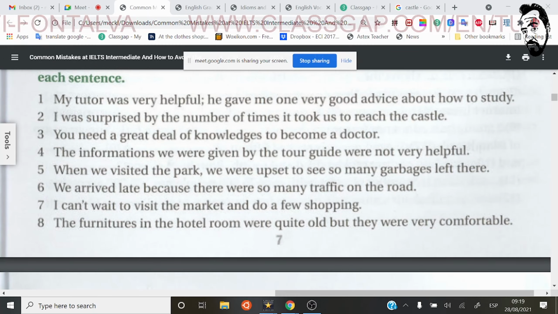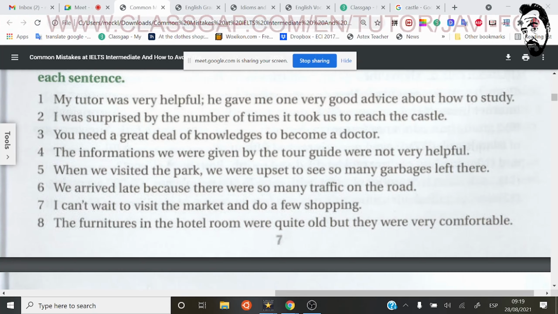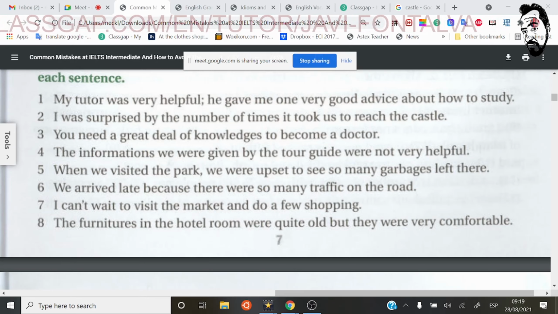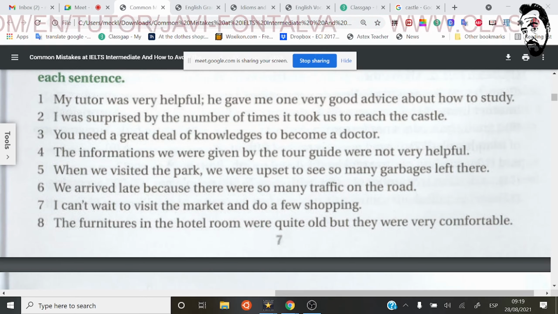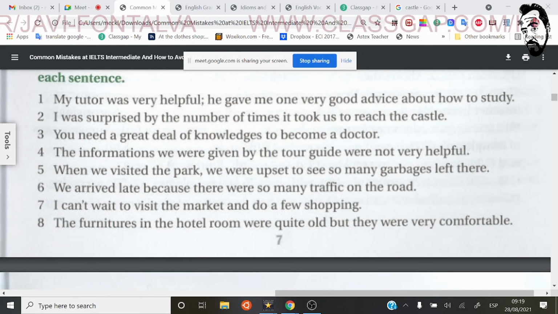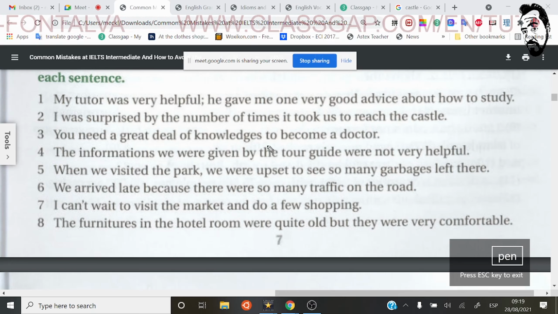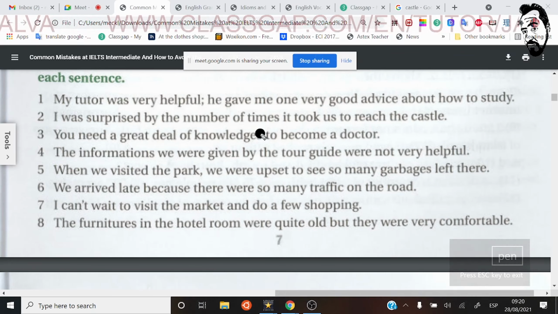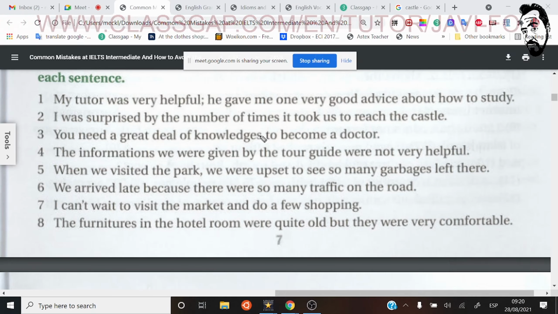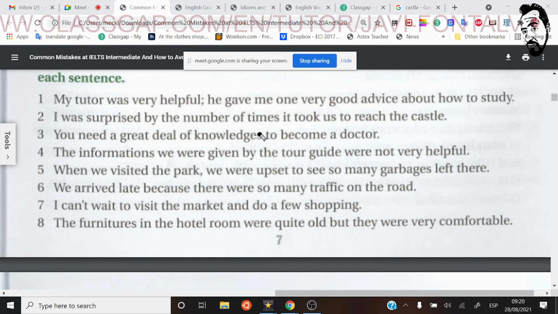You need a great deal of knowledge to become a doctor. Okay, what's the problem here? Great deal. Actually, this is okay. Great, sorry. But knowledge, the S. Exactly. So you need to remove the S.